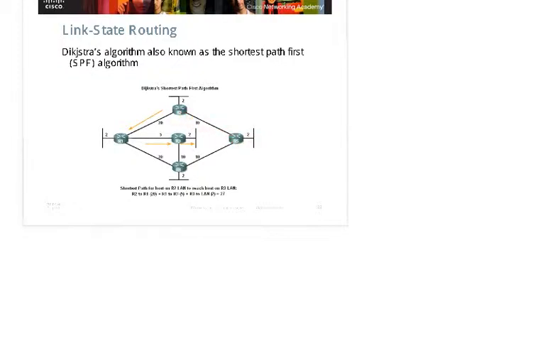And the shortest path here is not necessarily the lowest number of hops, right? Because some links here have double the cost compared to other links. So you may actually end up going through a longer route in terms of the number of hops, but this will give you the shortest path in terms of cost. Okay?